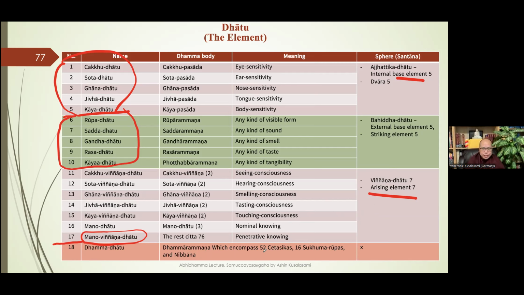Cetasika is always together with the Citta, Mano Vijnana Dhatu. So that's why, if we must put it in one of the three categories, we put it in the arising element. And the Sukhuma Rupa is not an arising element, so where should we put it? Cetasika and Nibbana, we can say, are in the arising element, but the 16 Sukhuma Rupa cannot be. Okay, anyway, it is not very important.